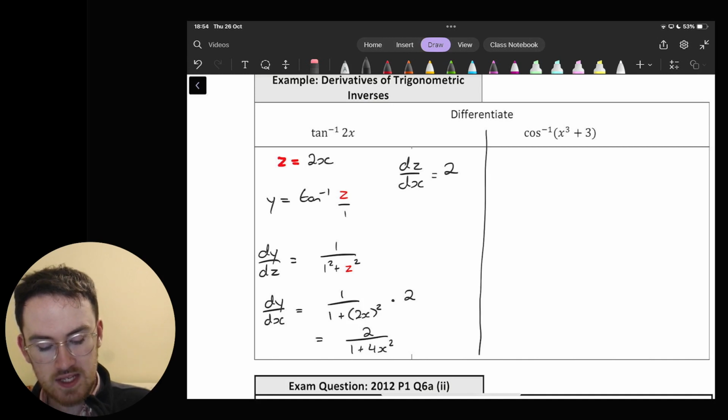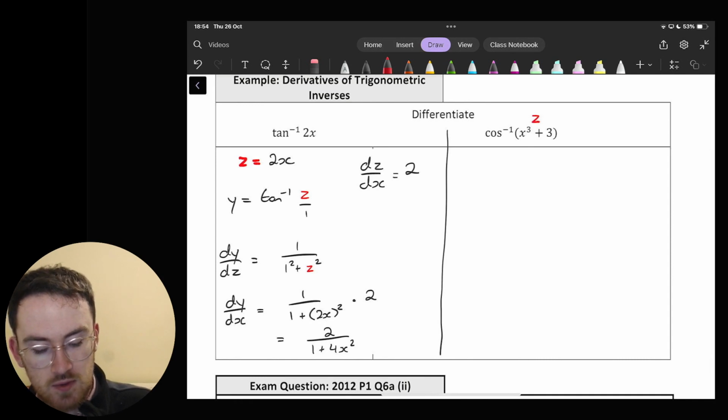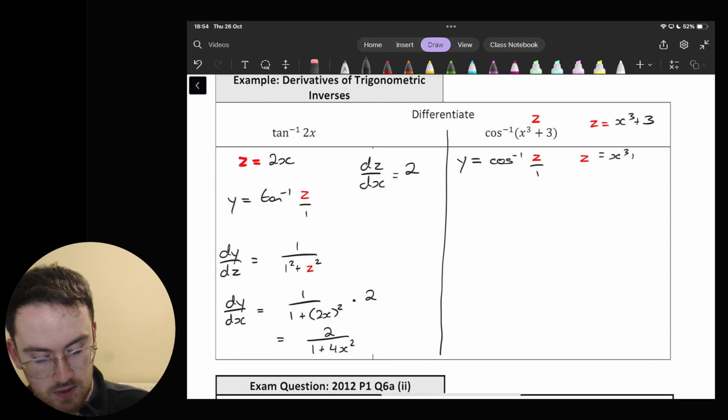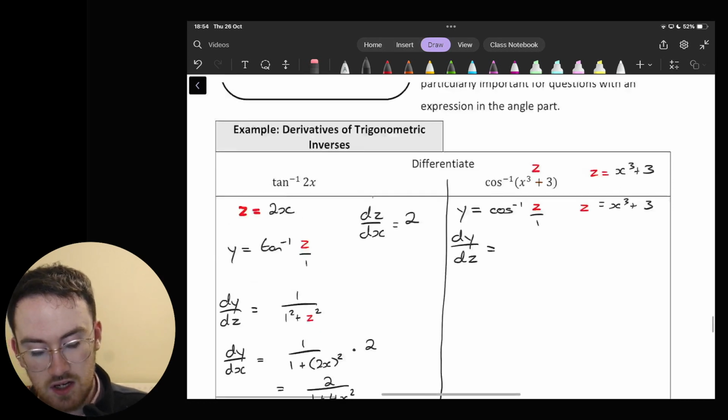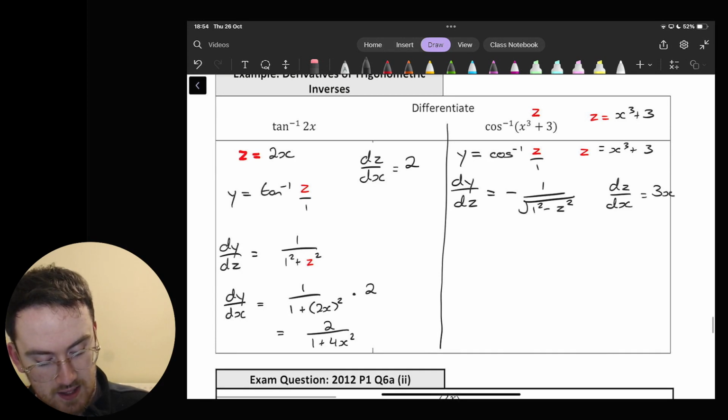For the second part, we see maybe a more typical example where the substitution will serve us well. So again, we will say that z is x cubed plus 3, which means I can rewrite my initial question here as cos inverse of z over 1. And I have my z already established here as x cubed plus 3. I can get the derivatives of each of these, so dy dz. We're using a chain rule here. So dy dz is minus 1 over square root of 1 squared minus z squared. And then dz dx is going to be 3x squared.